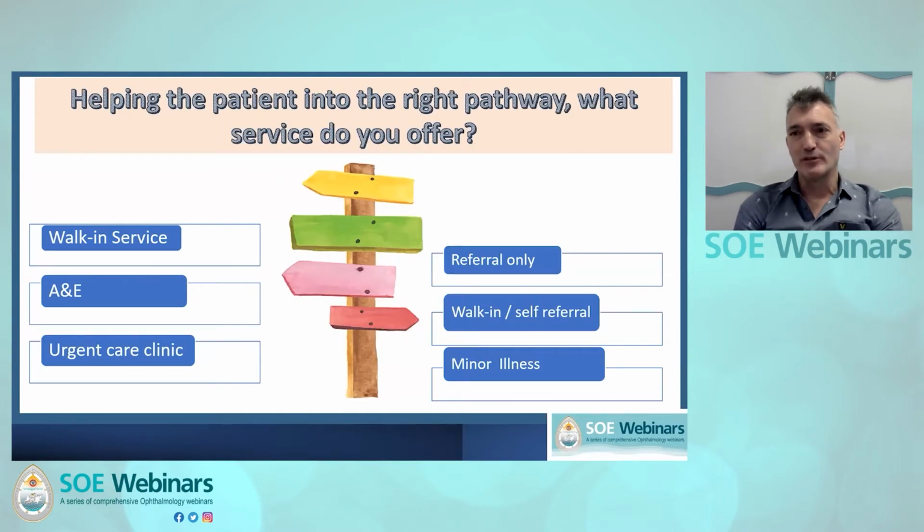The service you offer will be different from place to place. Do you offer a walk-in service? Is it an A&E service? Urgent care centre, referral only? Are patients able to walk in or self-refer? Do you treat minor illnesses? That really will make a difference to what you're triaging, what you accept through the door.